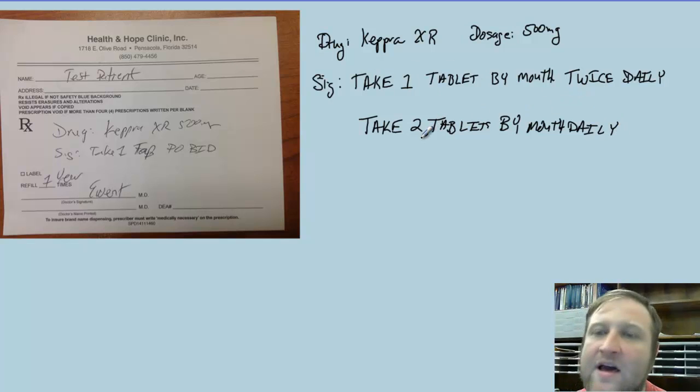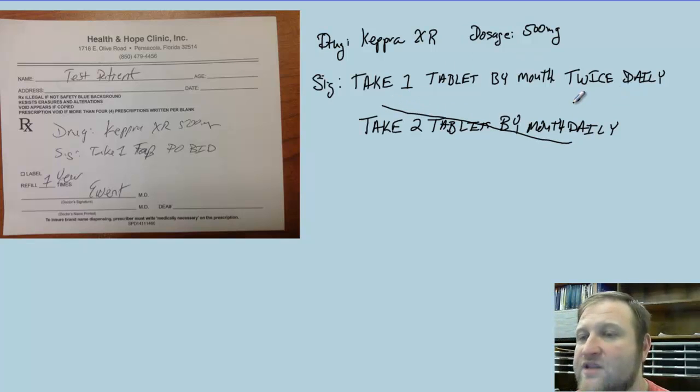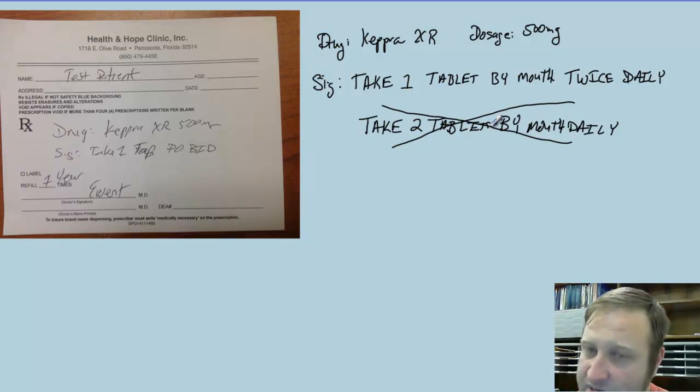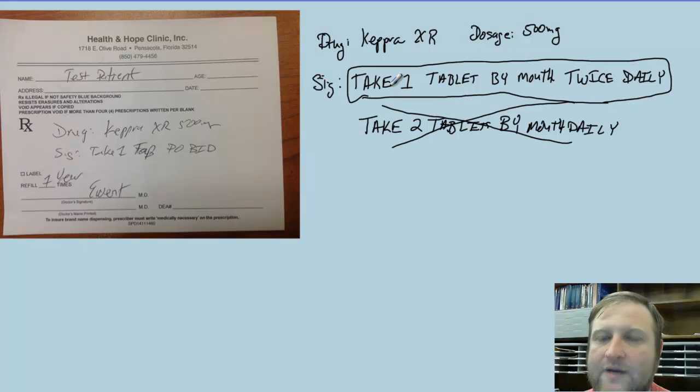No, they're not. This says take 2 tablets by mouth once daily. So that means we're popping 2 at once versus taking 1 by mouth twice daily, 1 in the morning and maybe 1 in the evening. So this is very wrong. Do not make that mistake. Be very careful about that. Taking 1 tablet by mouth twice daily is different than taking 2 tablets once daily. So this is very, very wrong. This is the correct sig that we will use for this prescription to enter it right here.